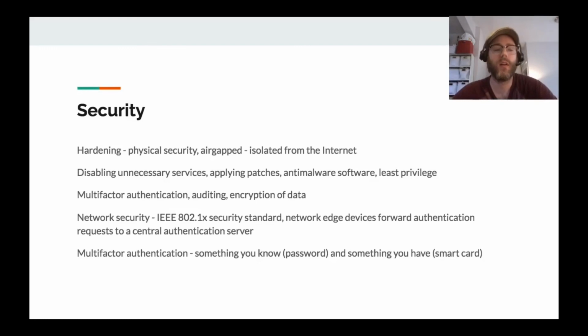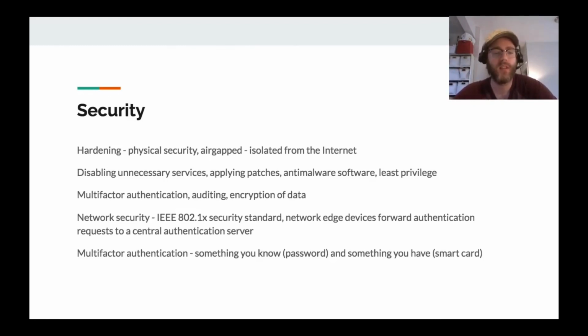Security, so you're going to have to be aware of hardening. Physical security would be like locked doors and things like that, locked server cabinets. Air gapped would be if you isolated a server from the internet. It's like not physically connected to the internet. And then on the software side of things, you could disable unnecessary services to reduce your attack surface, apply patches, run anti-malware software, of course, and use the principle of least privilege, which is to give users the least amount of privileges and access that they need instead of making everybody an admin.